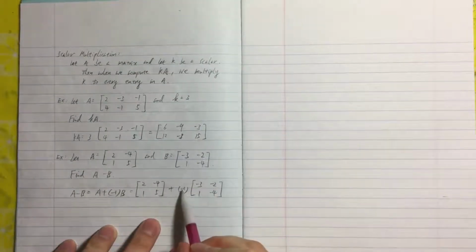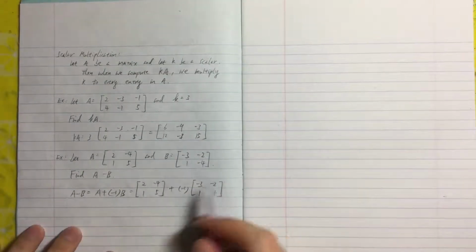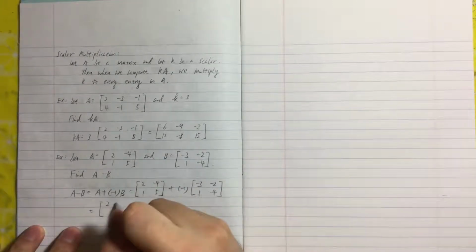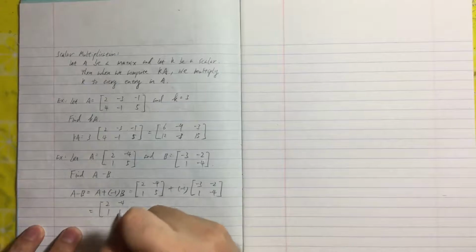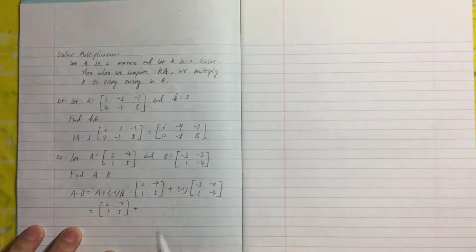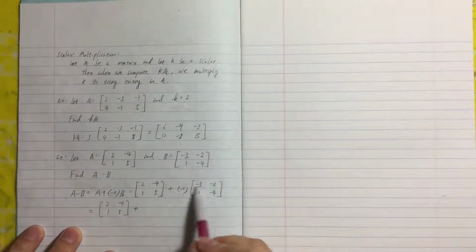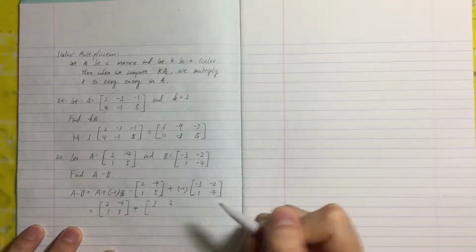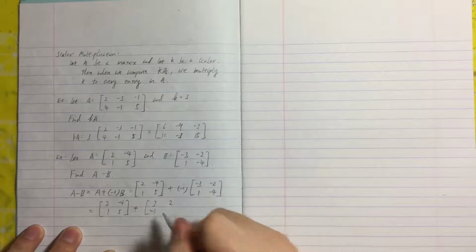We do multiplication first. So leave matrix A the same: 2, negative 4, 1, 5. Do scalar multiplication first. Distribute negative 1. I get 3, 2, negative 1, and 4.